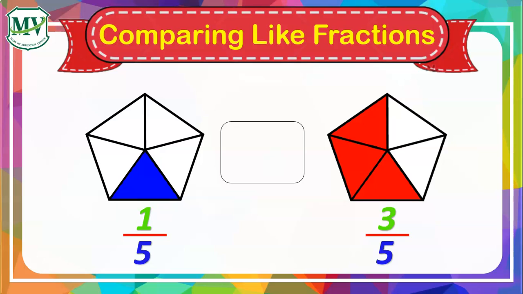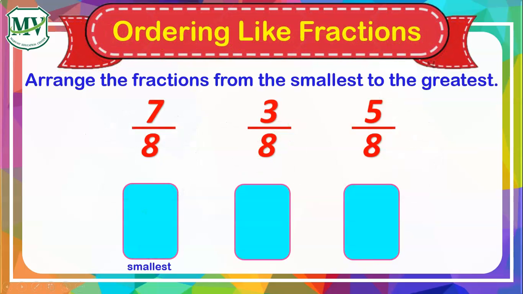Let's go back to our example. As you can see, 1/5 has a smaller numerator than 3/5. So we will use the less than symbol in between. When ordering fractions with the same denominator, what we need to do is look at the numerators and compare those two at a time. Let's take a look at this example.